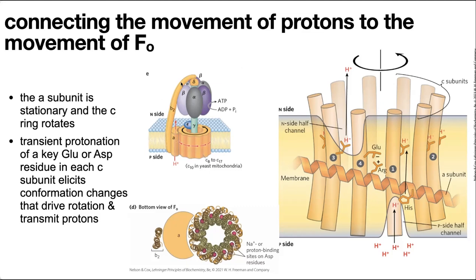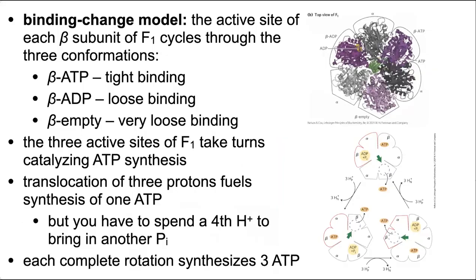And so when this rotates, you get this rotation of the gamma subunit. And when the gamma subunit rotates, well, now it's going to cause conformational changes in the beta subunits of our F1. And those conformational changes in our F1, well, that's how we're going to be kicking out the ATP. So ultimately, we get this idea of rotational catalysis, where we have a rotation of the C ring linked to the production of ATP.